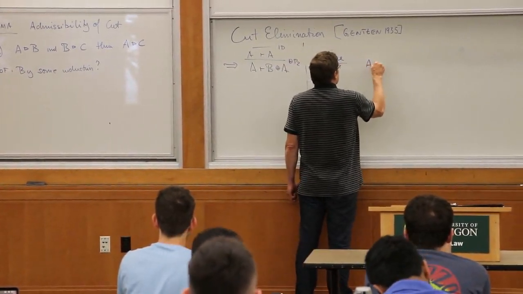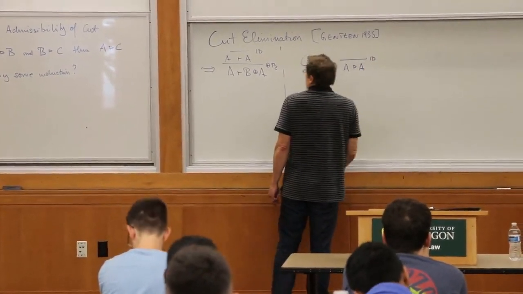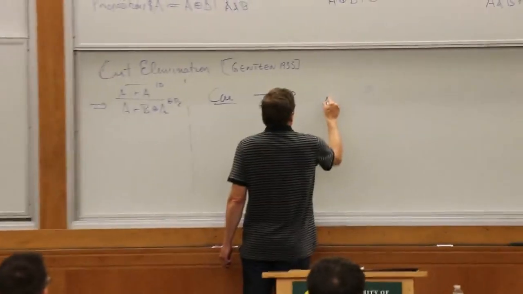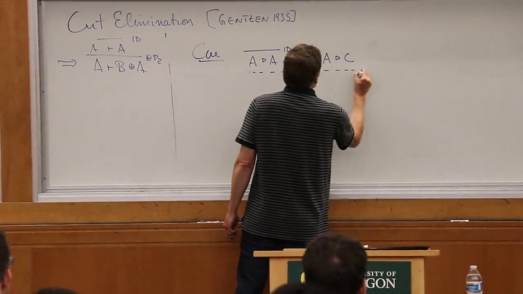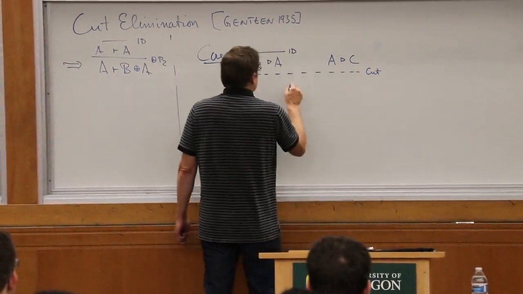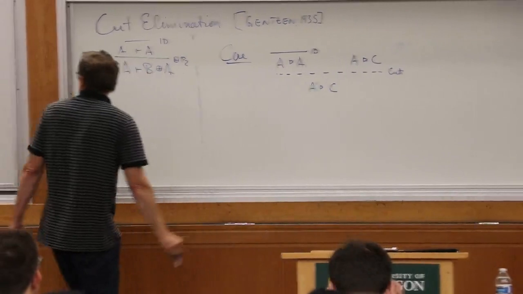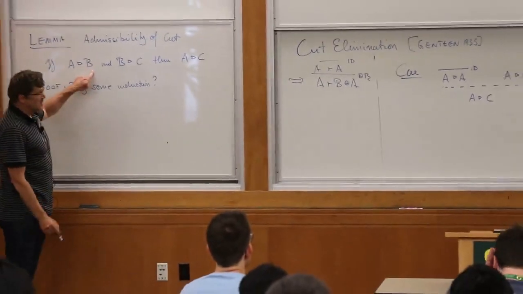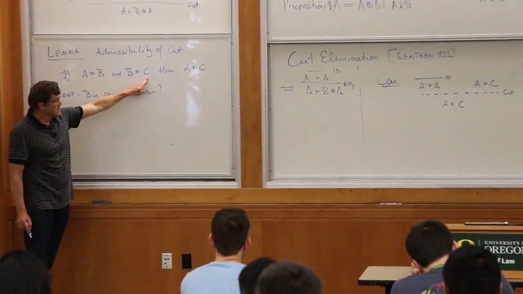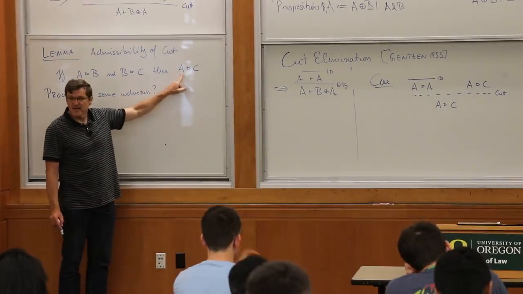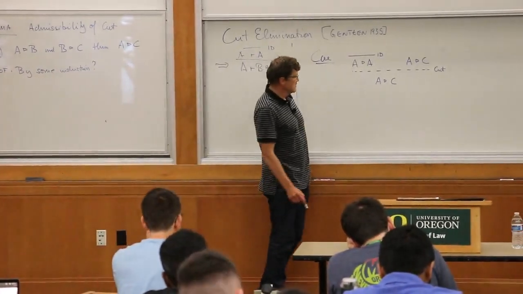So A proves A by the identity. And the right-hand side is just A proves C, and we don't actually care. We're trying to construct the proof of A proves C. So if this is A entails B, where the identity is equal to A, then this becomes A entails C. And my conclusion is also A entails C. So how do I construct A entails C?